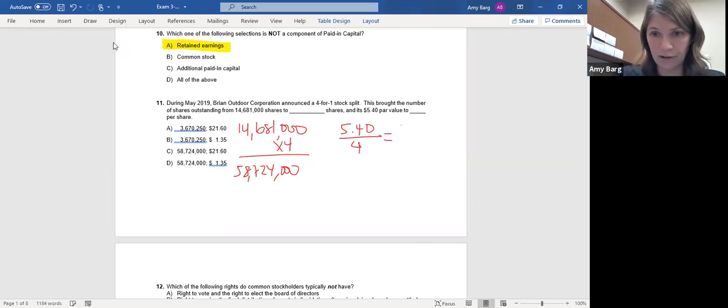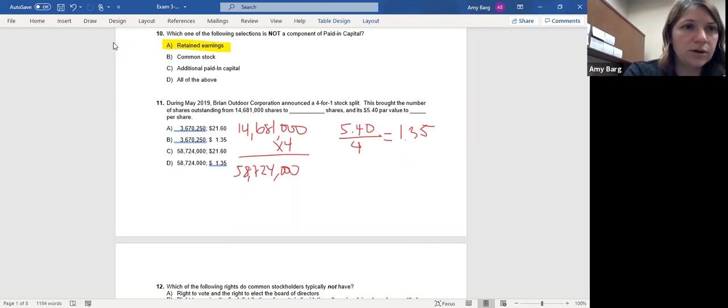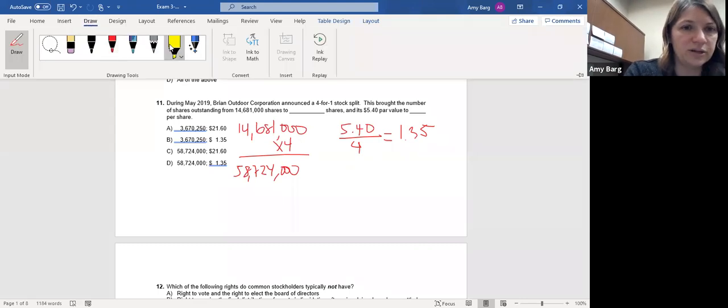So you're going to get $1.35. So the accounts, the common stock and the par value, though the par value changes, but your common stock account doesn't change. It's just multiplying the number of shares and dividing the par value so that your accounts don't change, but the number of shares that you have out there does change. So the answer here is letter D.